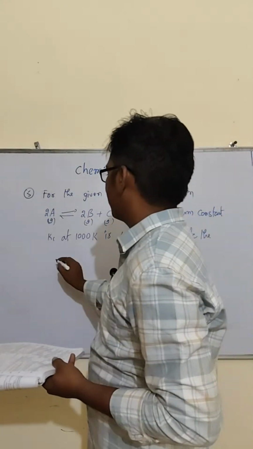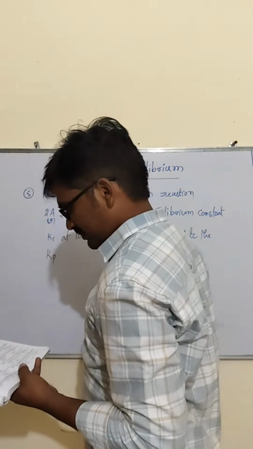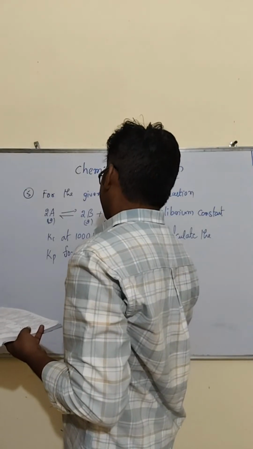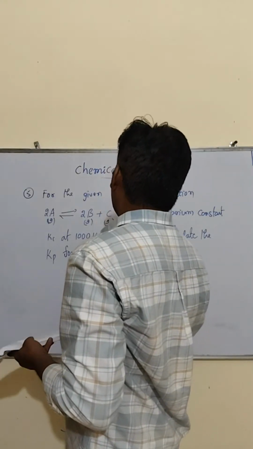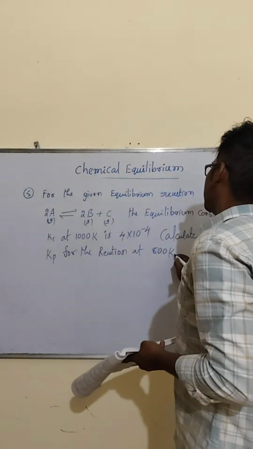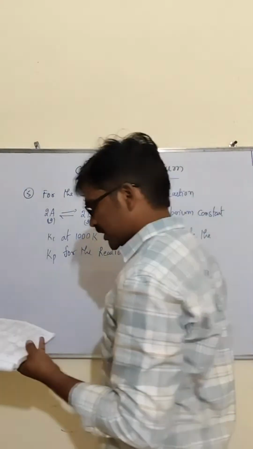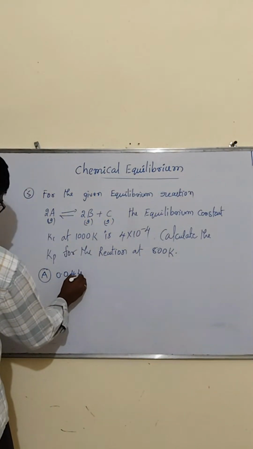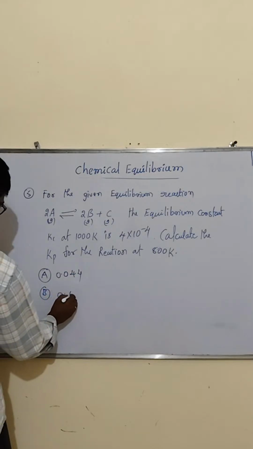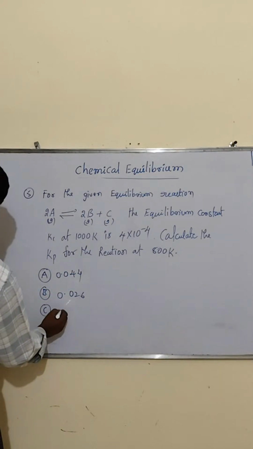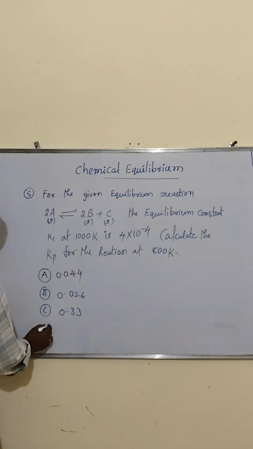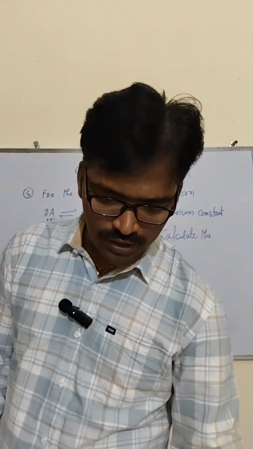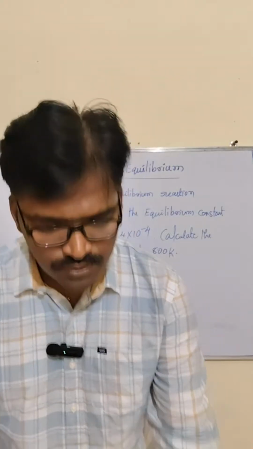Calculate the Kp for the reaction at 800 Kelvin. Look at the question carefully. Options not changed. Option A, that is 0.044. Option B, 0.026. Option C, 0.33. Then option D, that is equal to 1. This is the question. Look at the question carefully.